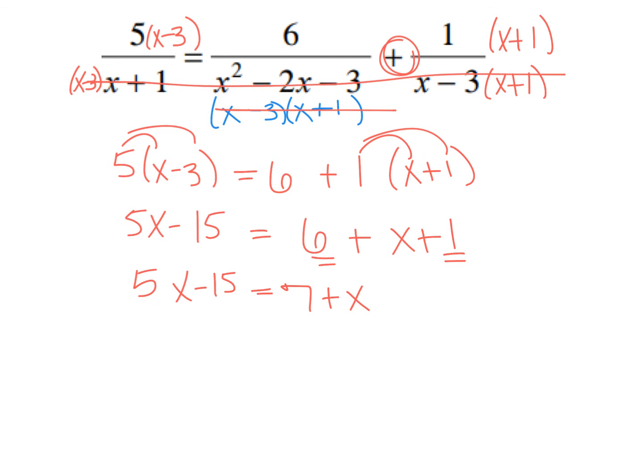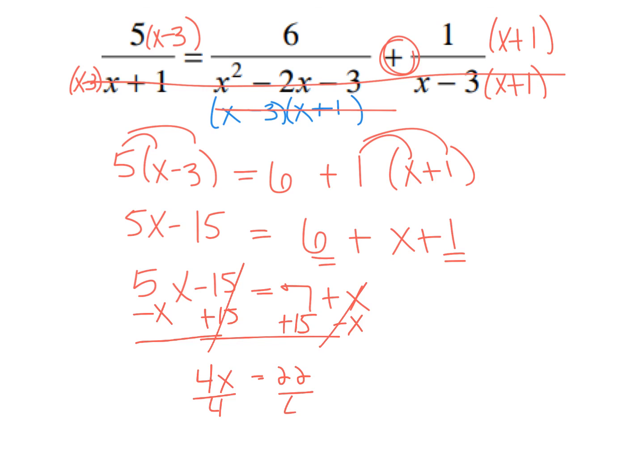And combine like terms. So I'll add this guy over here, and I'll subtract the x over here. So that gets me 4x, and then 7 plus 15 is 22. And then we divide by 4. This is not a nice answer. We got 5.5, but that's fine. At least we don't have to reject it.